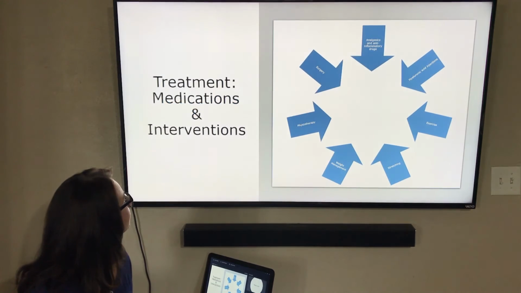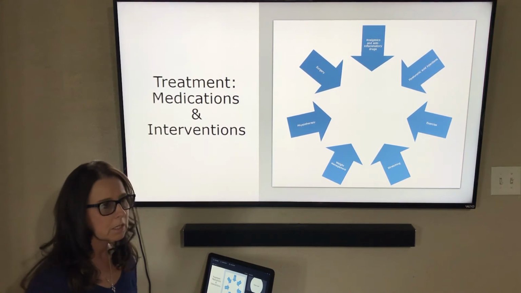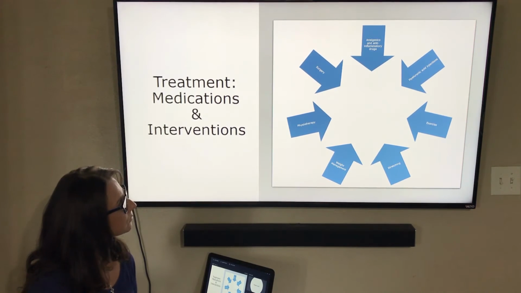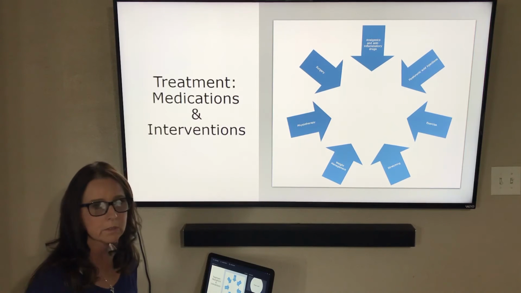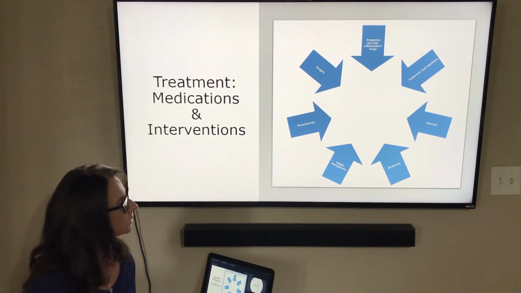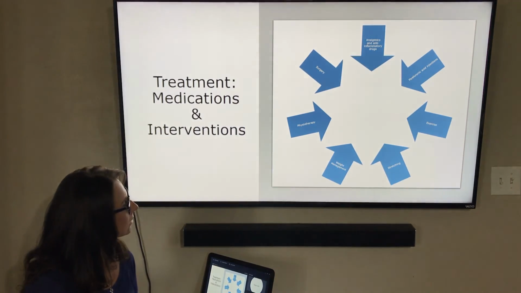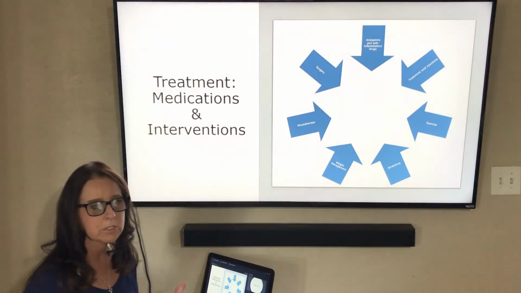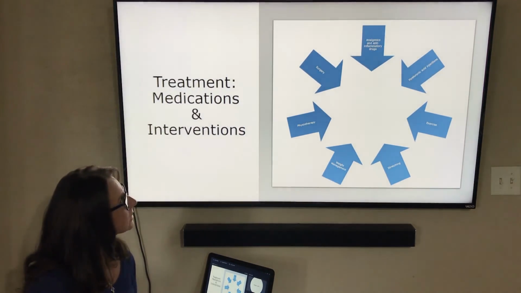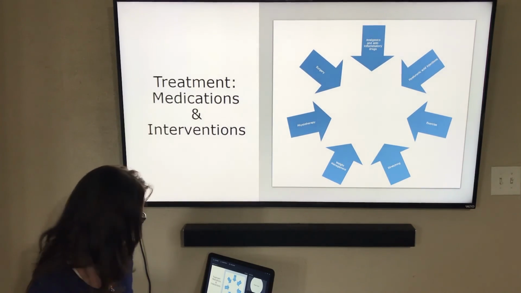And then what can we do? So treatment, medications and interventions. Typically, analgesics and anti-inflammatories are prescribed. Injections into the joint, that would be done in the physician's clinic. An exercise and stretching program. Weight management program if obesity is a contributing factor. And then therapies, occupational, physical therapy, and as a last resort, surgery.